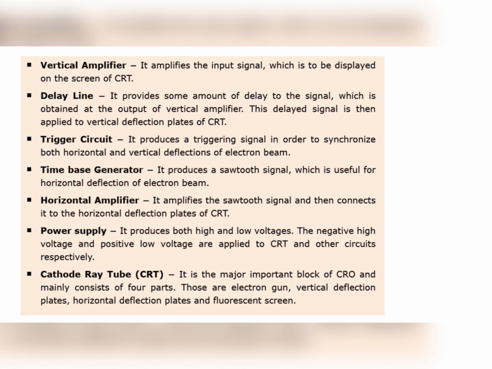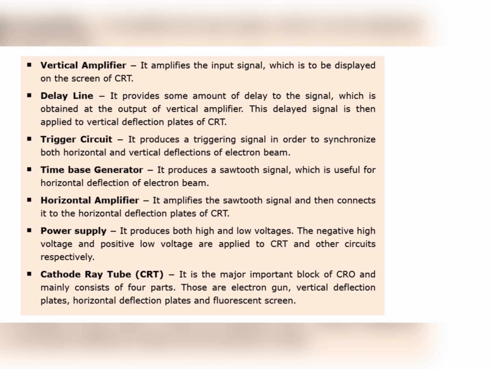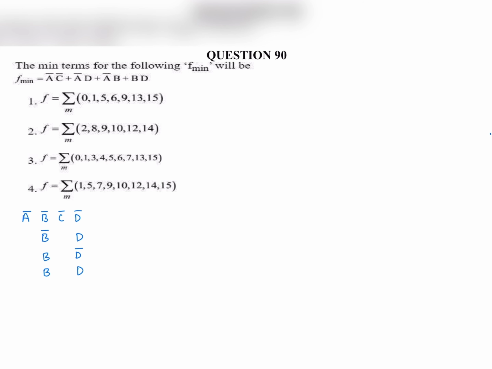Next is the time base generator and horizontal amplifier. The output of the time base generator is a sawtooth signal, and that is given to the horizontal amplifier, which amplifies the sawtooth signal. Next is the power supply and CRT tube. Next question.